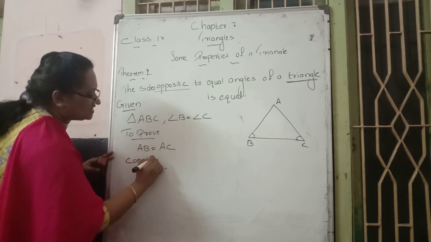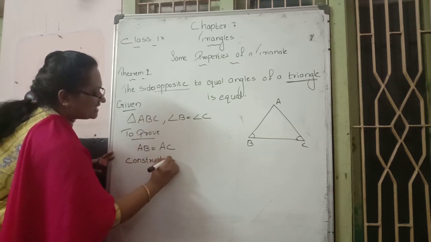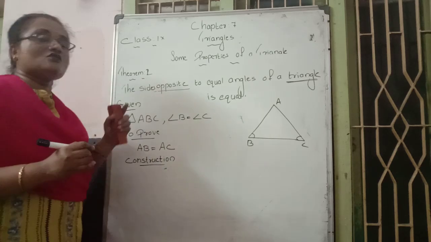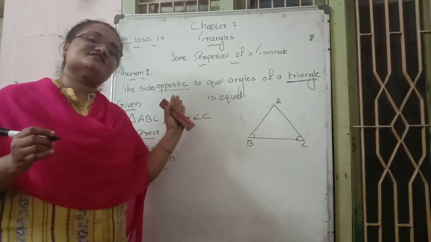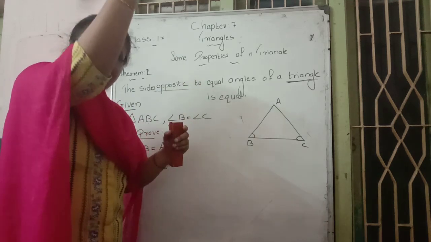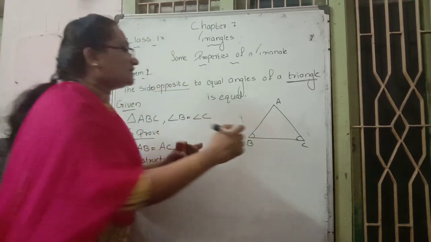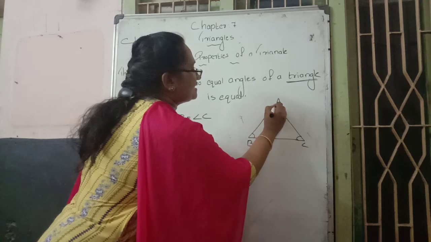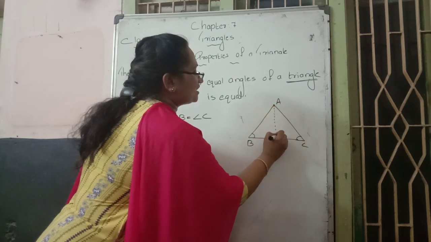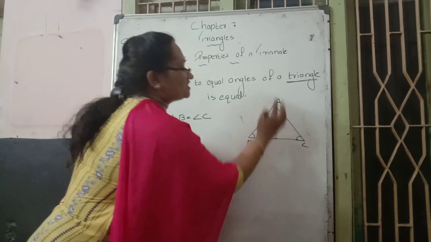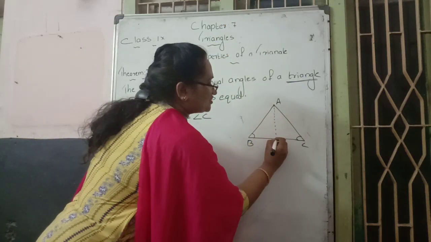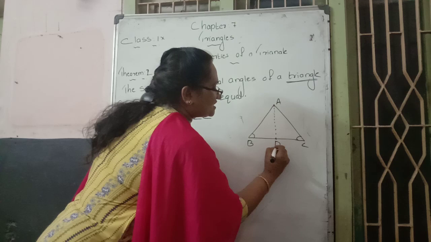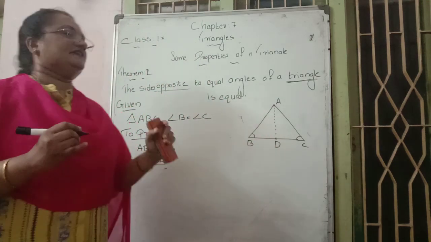Here, in this way, we can't do it directly. Extra construction work is needed. What construction can we make? Same as the previous theorem. From angle A, draw an angle bisector, a straight line dividing the angle, and intersecting the BC side. Mark that intersecting point as D.